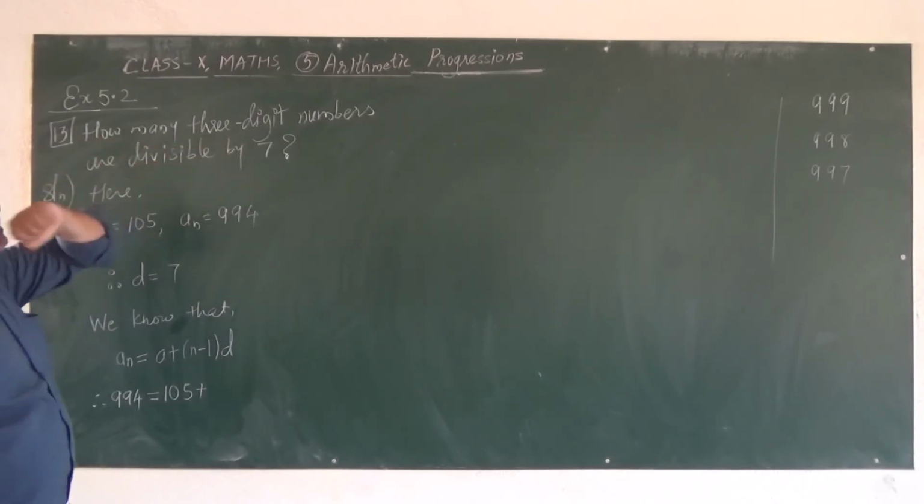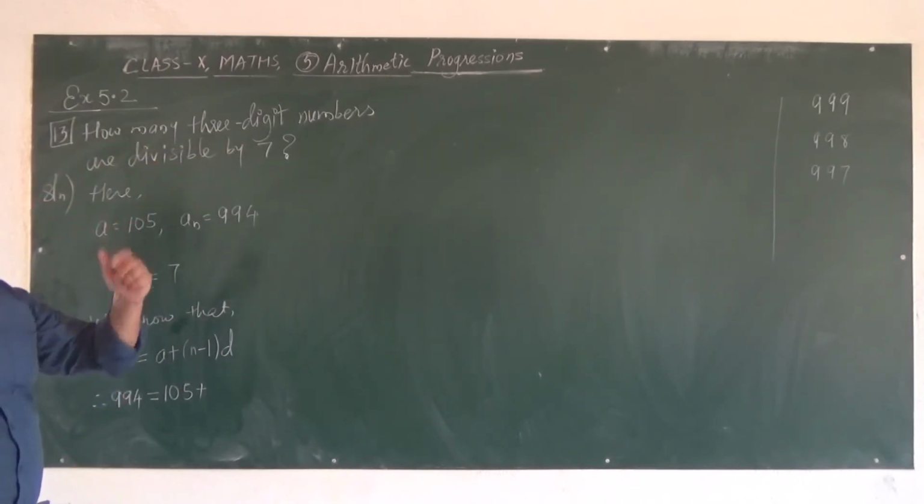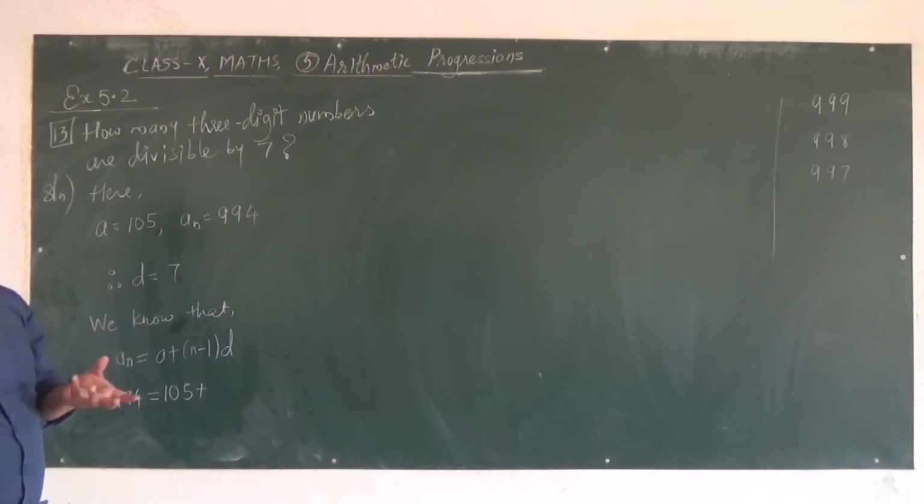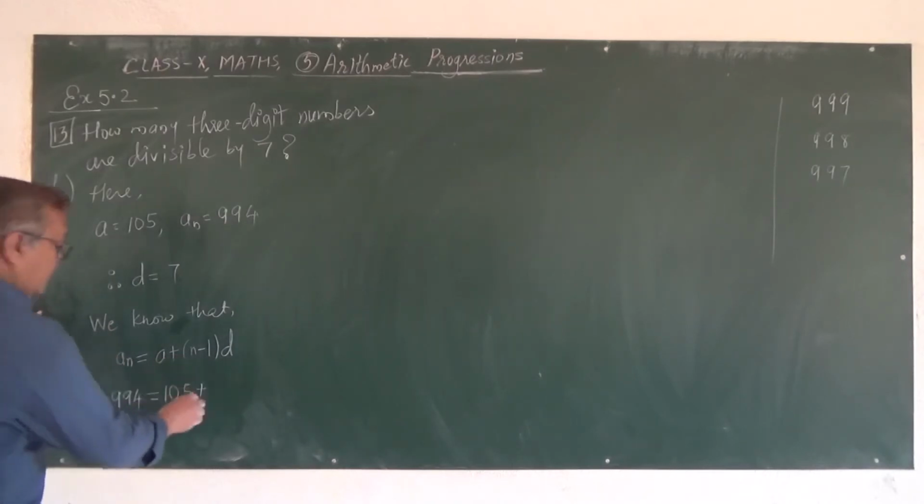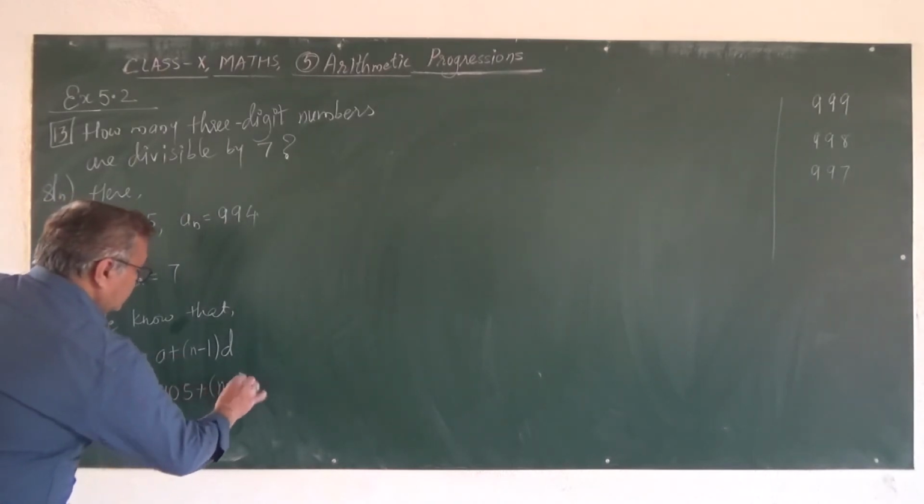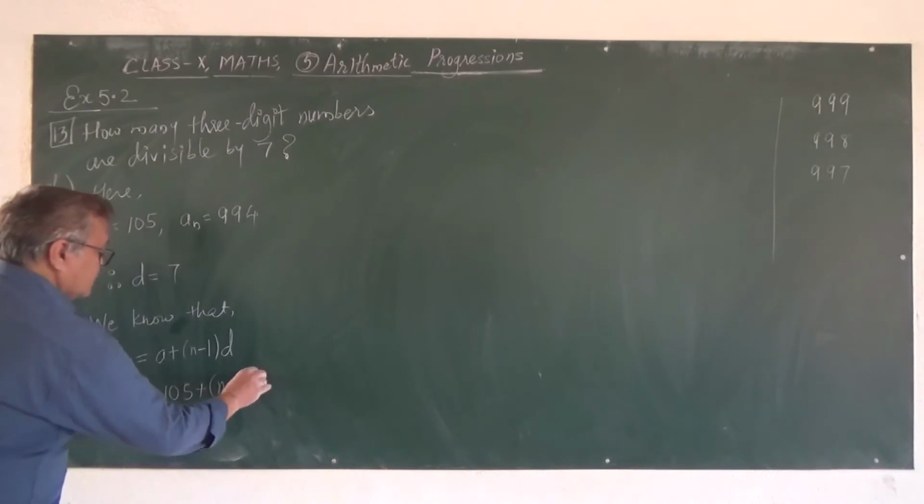How many 3-digit numbers are divisible by 7? You have to find the number of numbers. So 105 is the first term, and you have to find n here. So n minus 1, and d is 7.